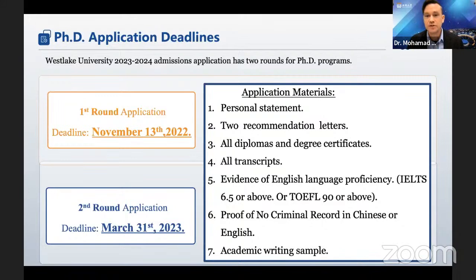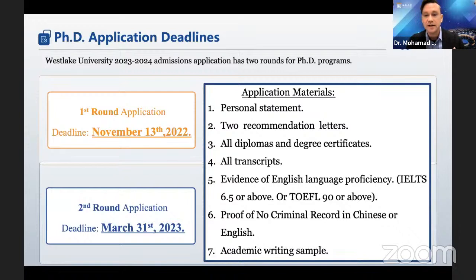Now for the application materials, I'll go through a little bit of it. For the personal statement, this may be a little different than other universities you've applied to. It actually has to be over 1,500 words. It doesn't have to be super long beyond that, but approximately 1,500 words. The structure is very similar to other ones. I would definitely put in the research you've done before, your accomplishments, what you want to do here at Westlake University, and the professors you'd like to work with.